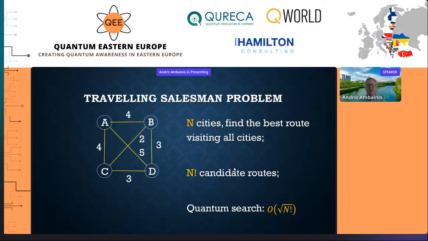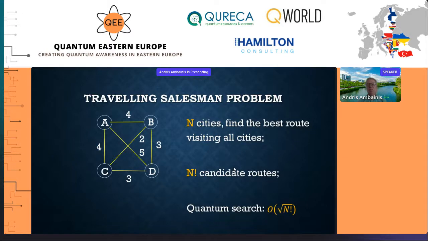the traveling salesman problem. We have a number of cities, and the task is to find the shortest route that visits all the cities. If we count the number of possible candidate routes, there are n factorial of them: n times n minus 1 times n minus 2, and so on, because there are n choices for the first city in the route, n minus 1 choices for the second city, n minus 2 choices for the third city, and so on. So a naive classical search would mean examining n factorial candidate routes. That's a very big number, and that becomes impractical even for 15 cities.